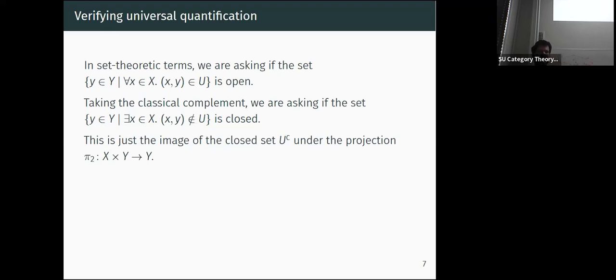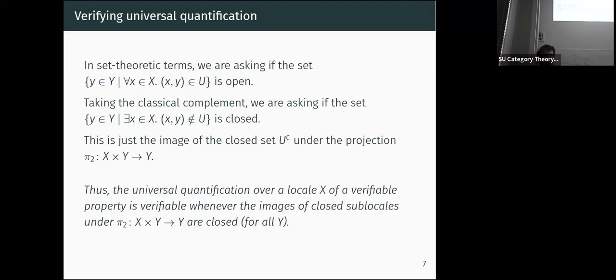Okay, so saying there exists an X, that's just the X that's going to be in the pre-image. So this is actually saying that we want the image of this closed set U complement to be closed. And if we want this to be true for all sets U, this is going to say that all the images of closed sets should be closed.